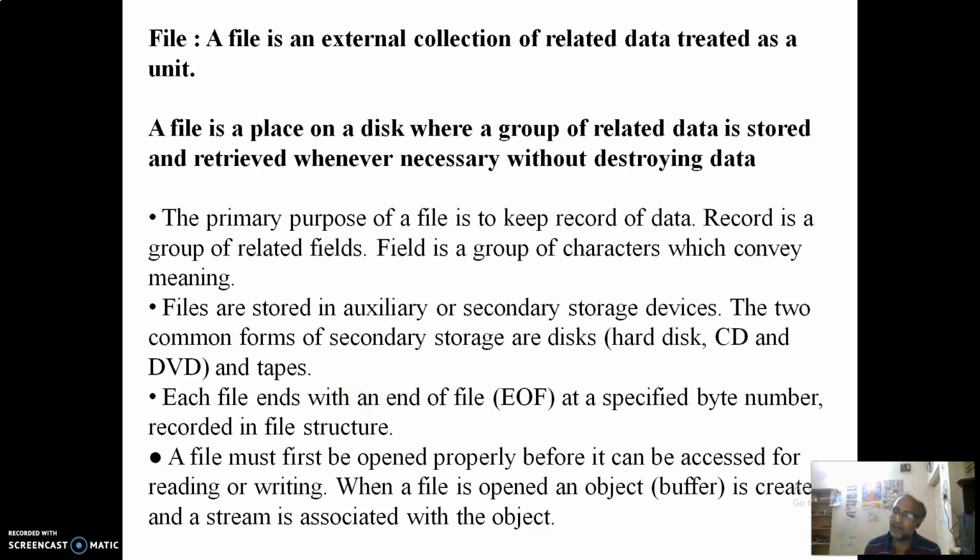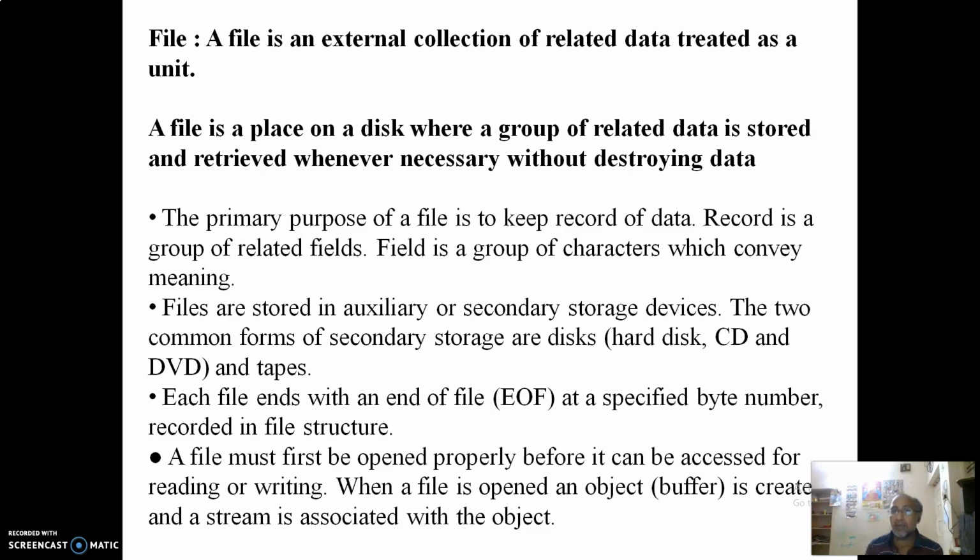What is exactly a file? A file is an external collection of related data treated as a unit. A file is a place on a disk where a group of related data is stored and retrieved whenever necessary without destroying data.